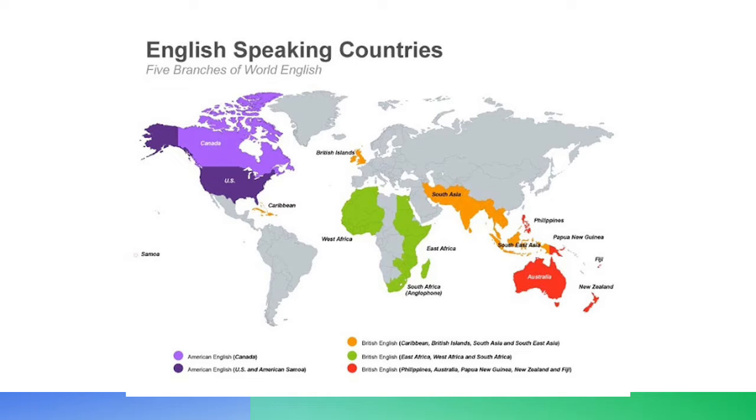Visualize all the countries in the world and make sense of your geographical knowledge. The purple color refers to American and the rest of the colors are British English, all with slight variations. I hope you're building up your excitement now about this course.